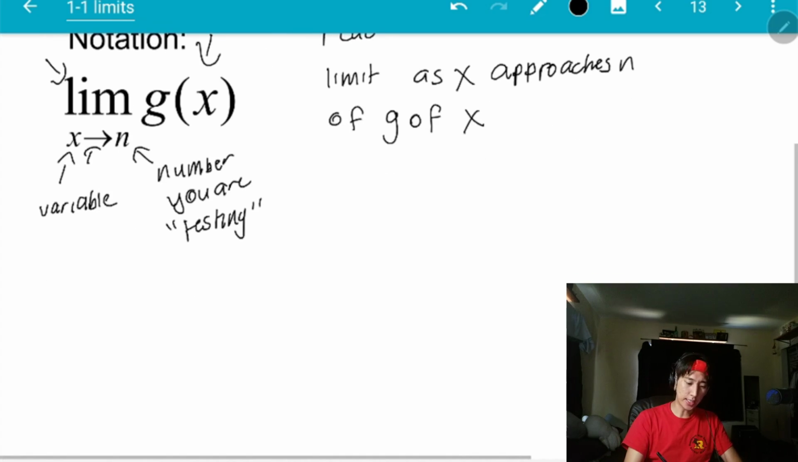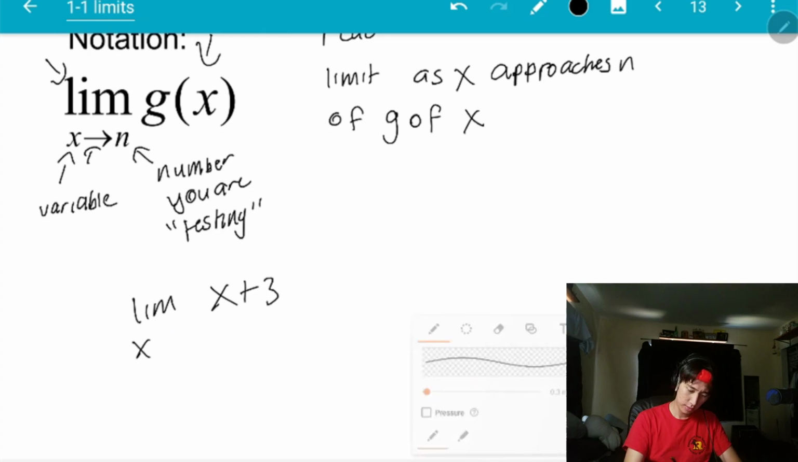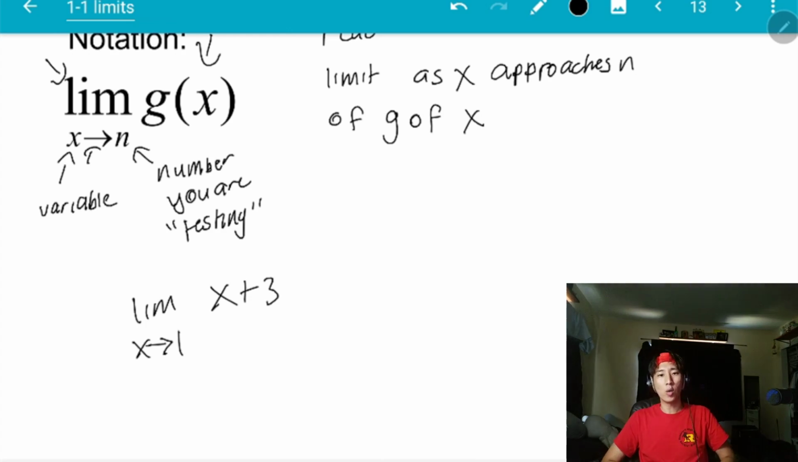So for example, I could write something as limit as x approaches 1 of x plus 3 or something like that. And this says, what happens to my y value? What happens to my function as x gets closer to 1? As you might be able to figure out, it's probably going to get really close to 4. It's not going to be 4, but it's going to be really doggone close.